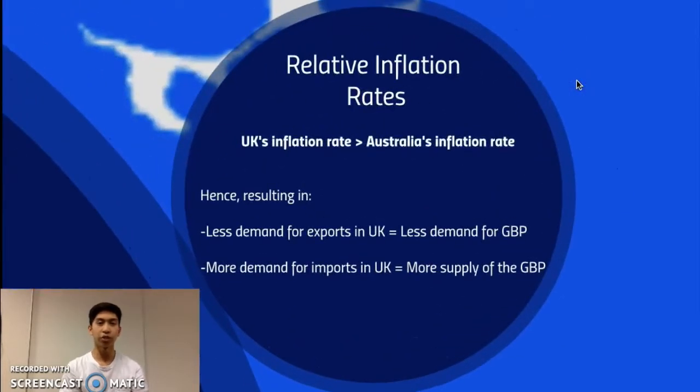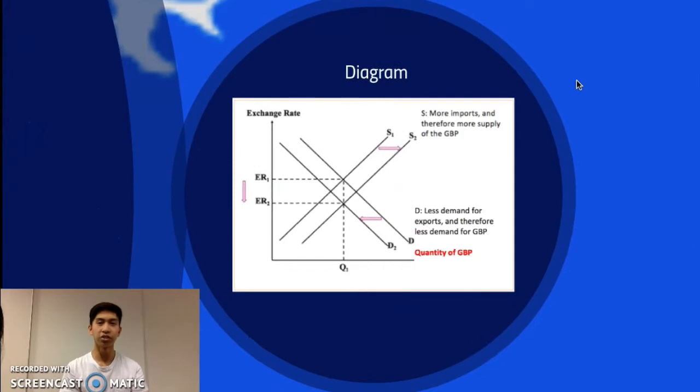With Great Britain's inflation rate higher than Australia's, there will be less demand for exports as the value of the Great Britain pound decreases. This means that there will be a decrease in demand for the pound sterling and a greater supply for the currency. Due to the fall of the value of the pound, the cost of imports has increased, thus increasing inflation rates.